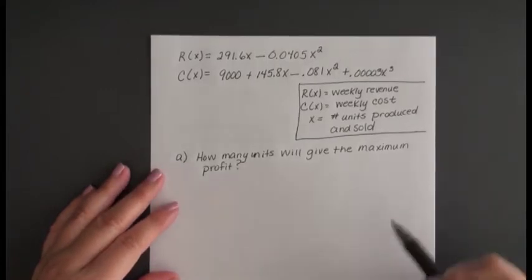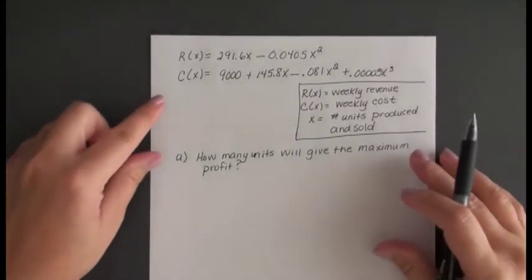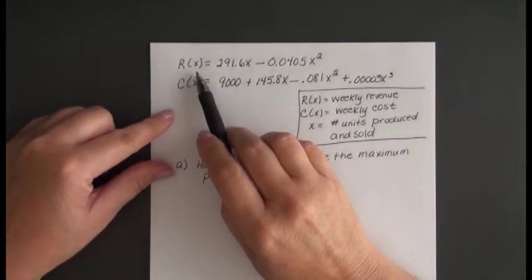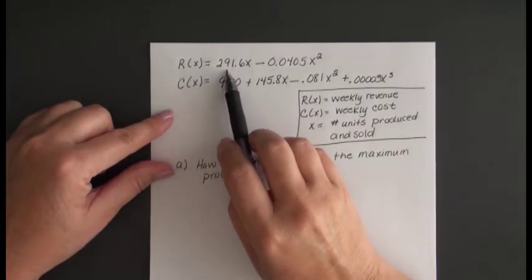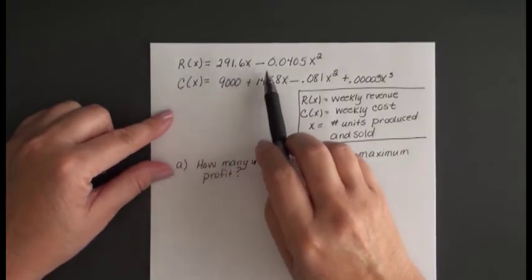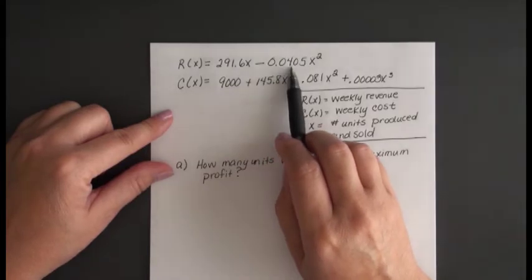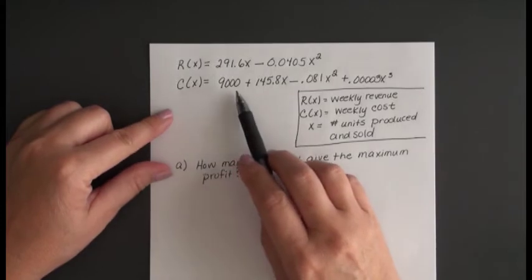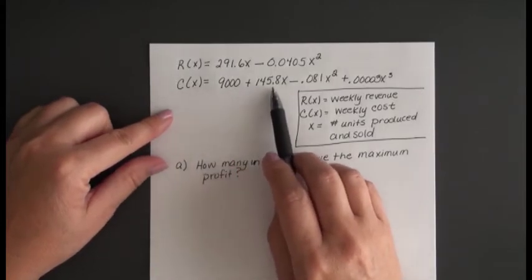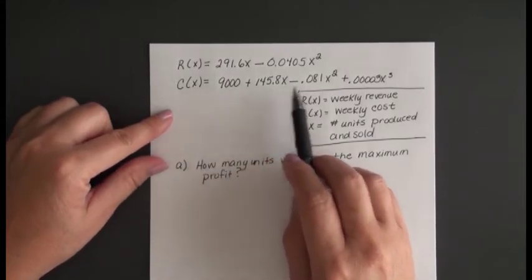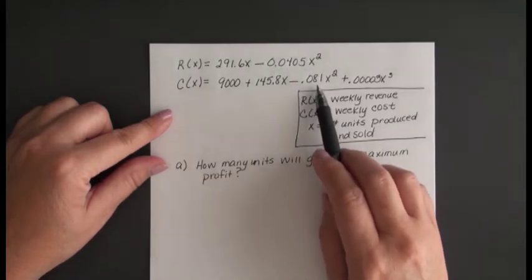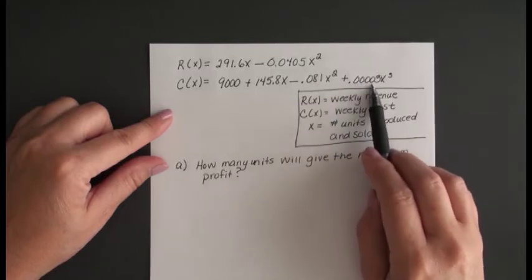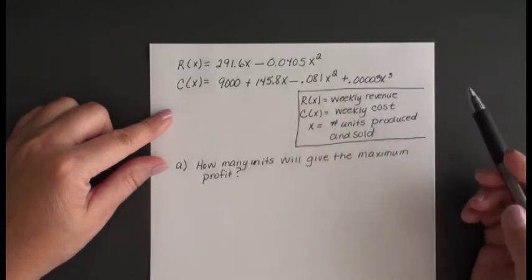In this example, we will talk about an application of section 6.3. I have two equations that I start out with. R of x equals 291.6x minus 0.0405x squared, and C of x equals 9,000 plus 145.8x minus 0.081x squared plus 0.0003x to the third.